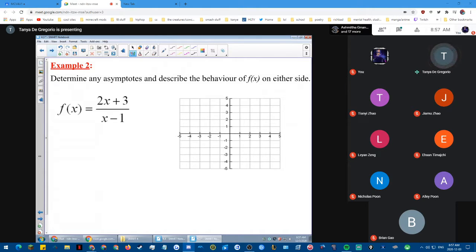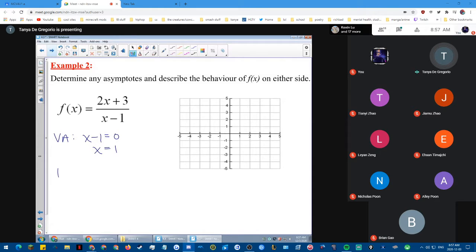Okay, determine any asymptotes and describe the behavior of f of x on either side of the asymptote. That's what they mean by on either side of the asymptote. So f of x equals 2x plus 3 over x minus 1. We start with the vertical asymptote. Who can tell me? Do I have a vertical asymptote? If so, what is it? X equals 1. Yeah.